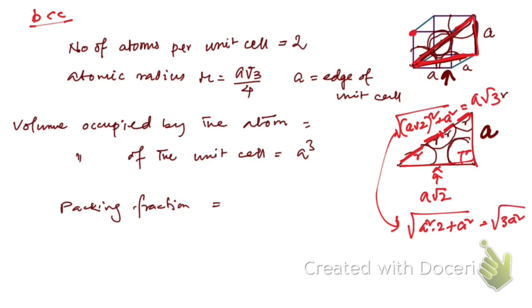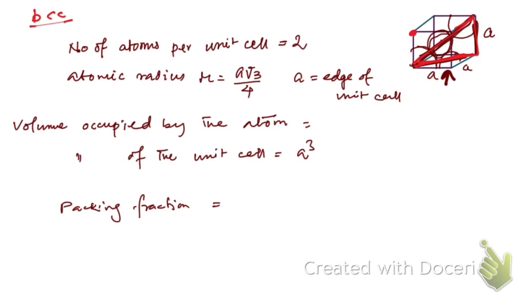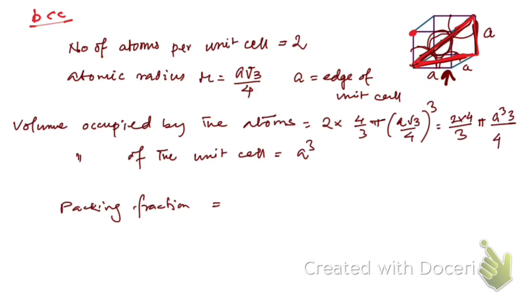So now the volume occupied by the atoms, right, that's going to be equal to 2 into 4/3 pi, and instead of r, we're going to take A root 3 by 4 whole cube. Okay, if you calculate this, 2 into 4/3 pi A cube into 3 by 4 cube. Here we're going to have 4 cube means 4 into 4 into 4. That's a 4 gone, 2 cancels, 4 gives 2, right? So then 3 cancels here.